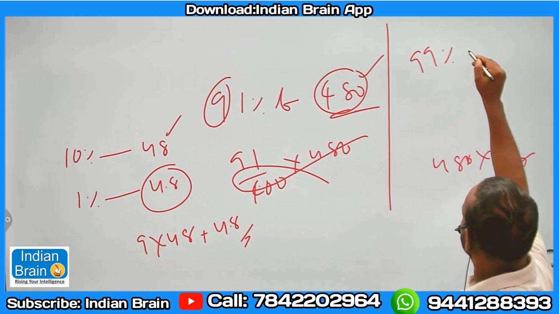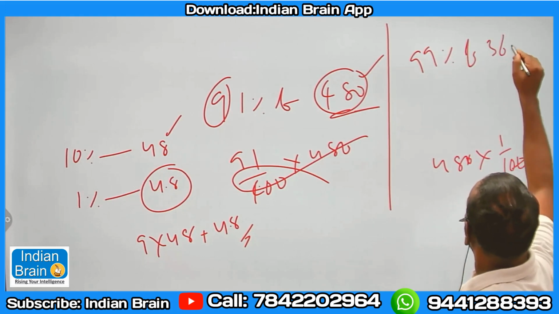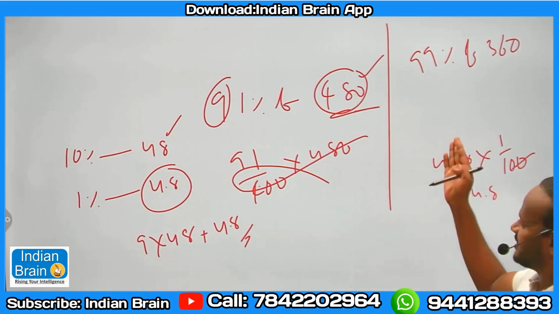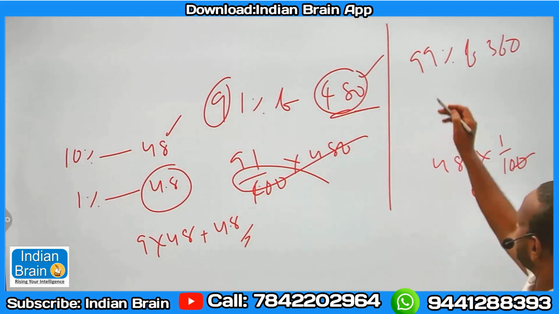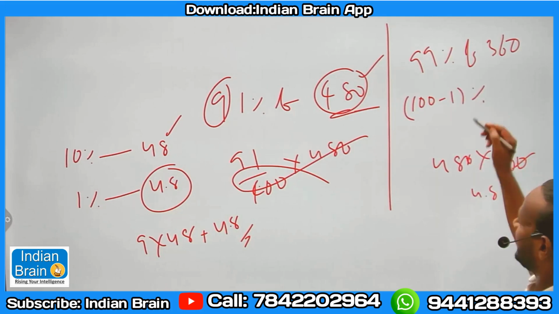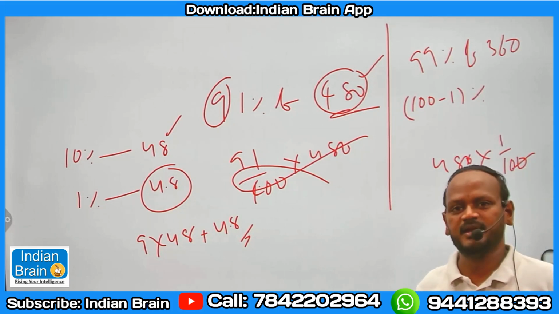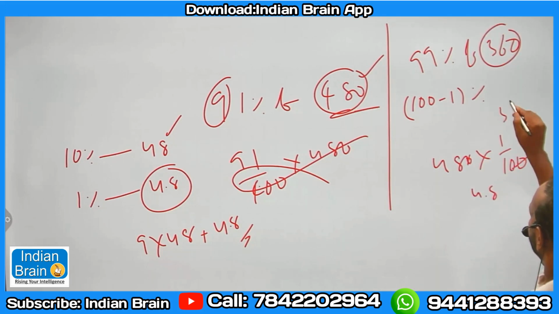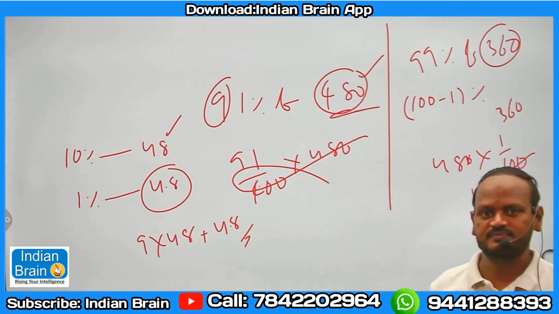99% of 360, in this case, how can you deal? 99% of 360. It is a little bit difficult, right? But don't confuse. 99% is nothing but 100 minus 1%, right? 100 minus 1% can be the 99% value. Okay, 100 means what? 360. 360 can be the 100% value.